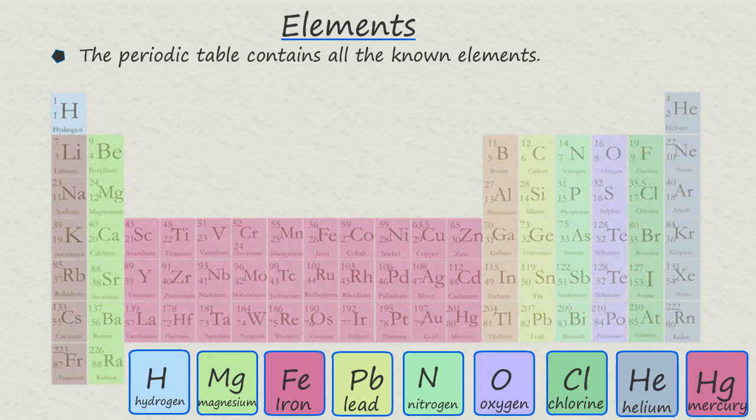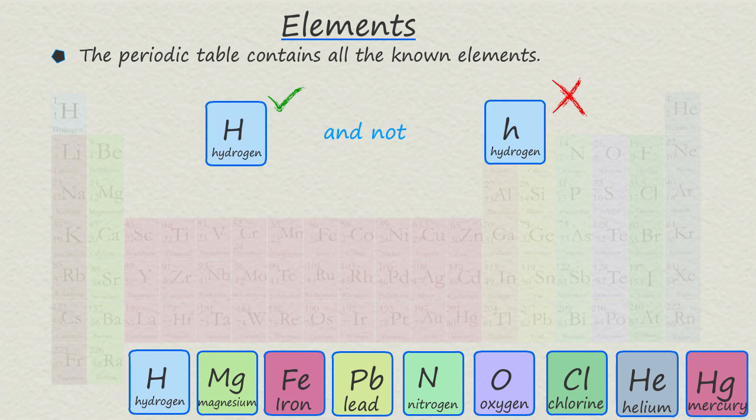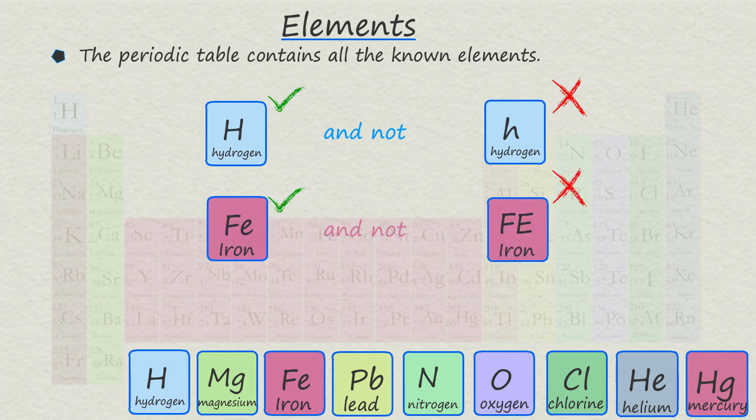Now you should notice that if the element symbol contains a single letter, it is always a capital letter, and if the element symbol has two letters, then the first letter is always capitalised and the second letter in the symbol is always in lowercase. Now it's a good idea to try and make an effort to learn the names and symbols for the first 20 elements, as these are the ones you're most likely to meet in your GCSE course.